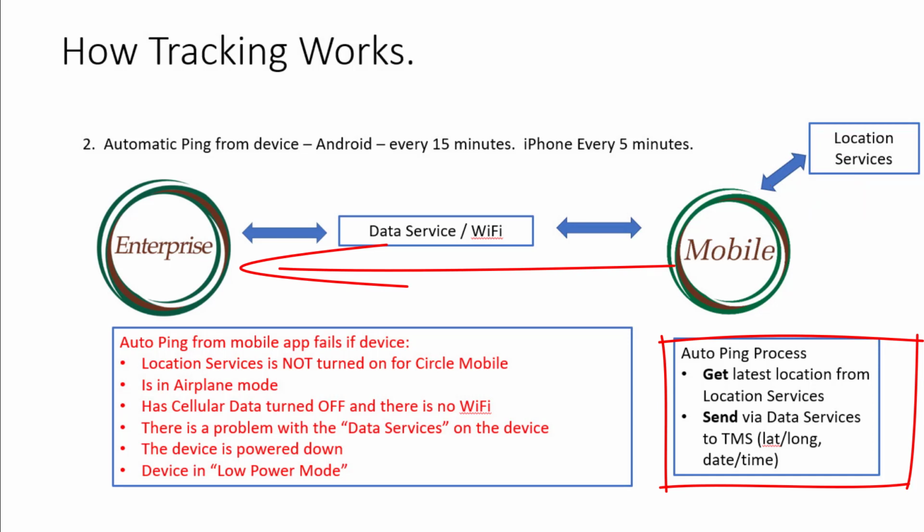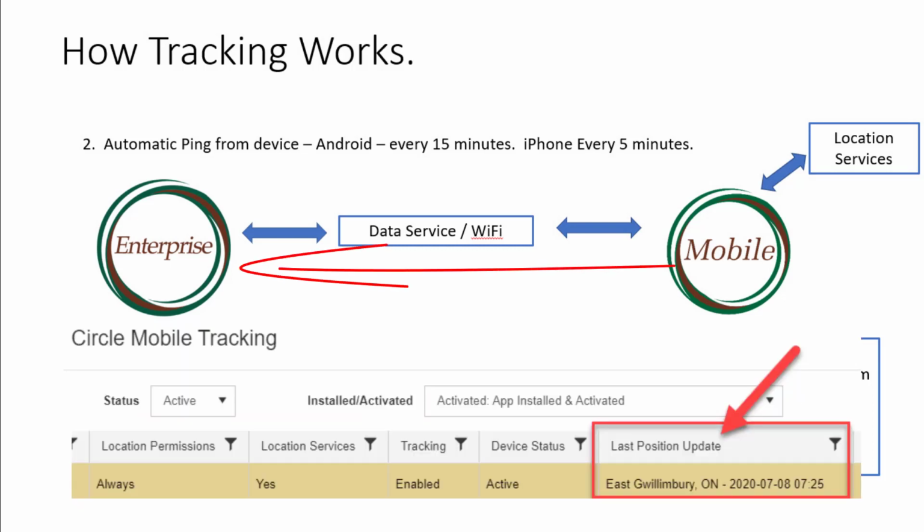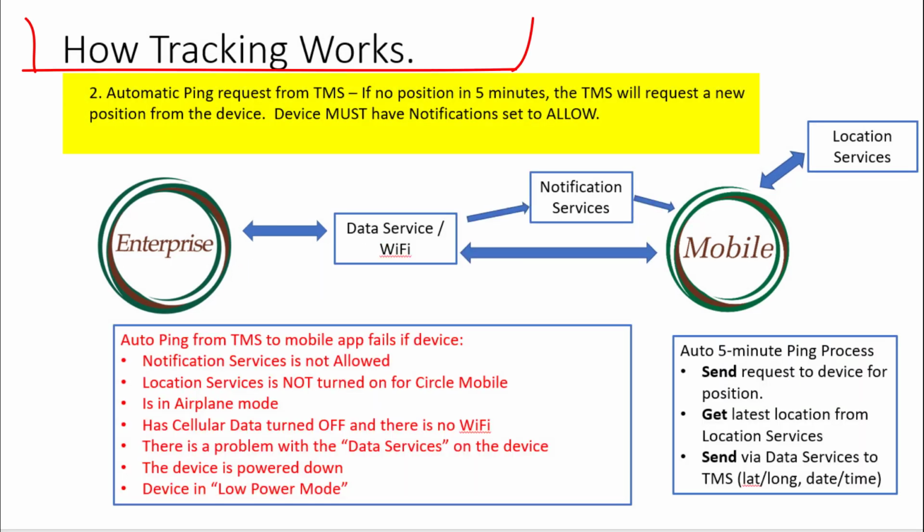This will fail if location services is not turned on for Circle Mobile, it is in airplane mode, has cellular data turned off, and there's no Wi-Fi. There's a problem with the data services, the device is powered down, or the device is in low power mode. If everything is set up properly, the data is transferred back to the TMS and the position is updated on the TMS system. The TMS is programmed to check every 5 minutes for a position update from the device.